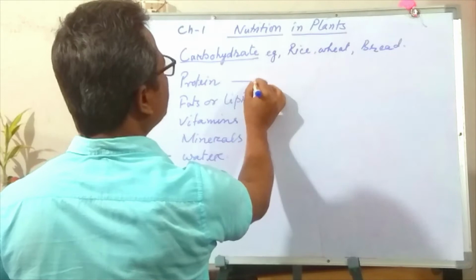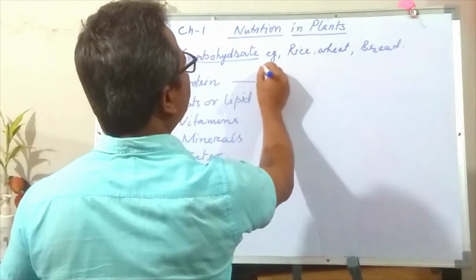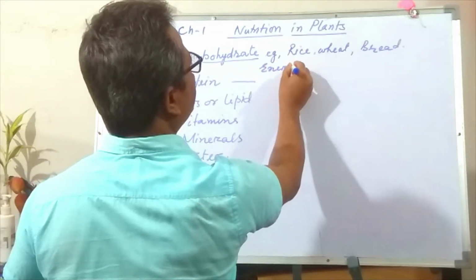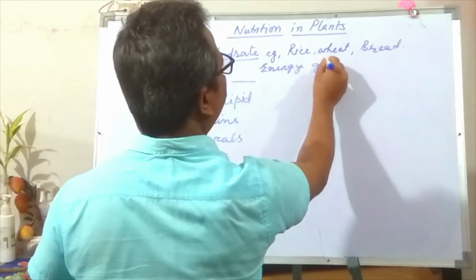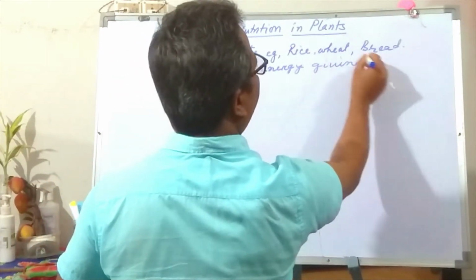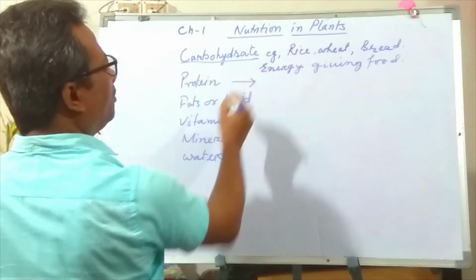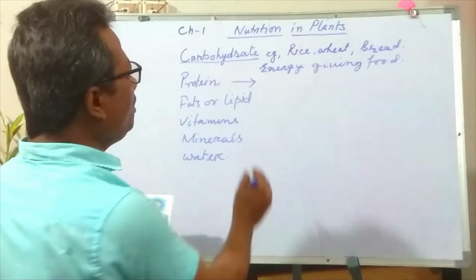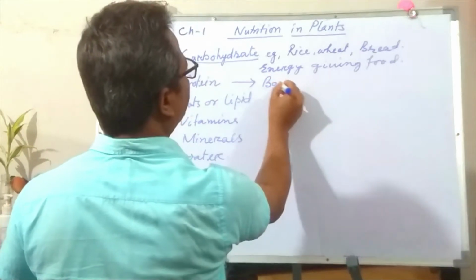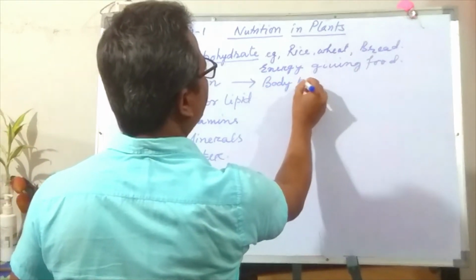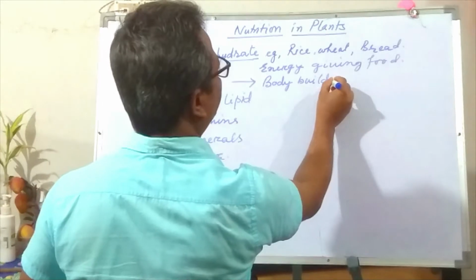Now carbohydrate is called energy giving food also. Next to it, protein. Protein means it is called bodybuilding food.